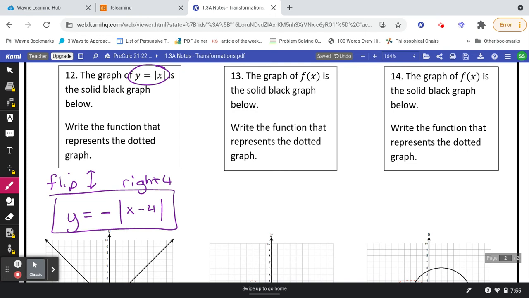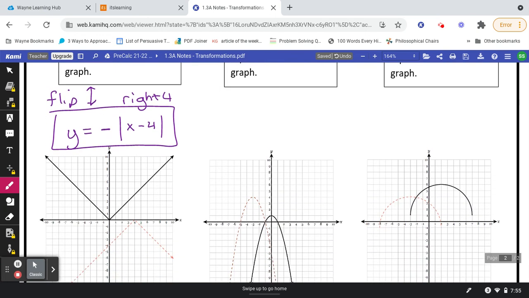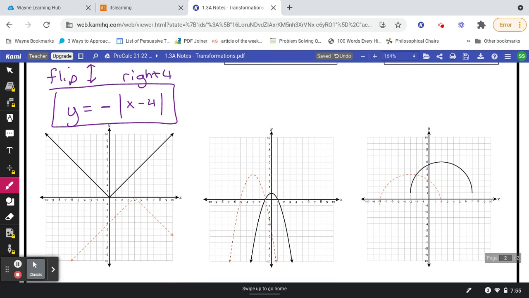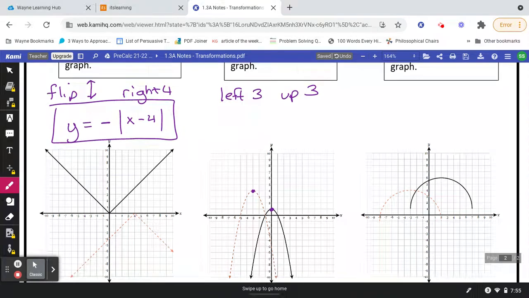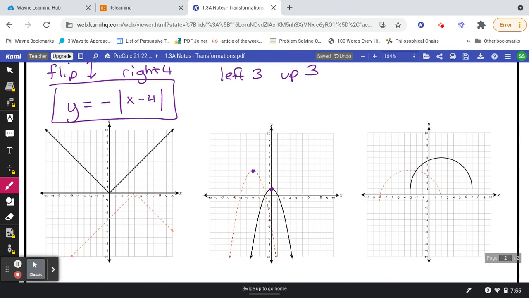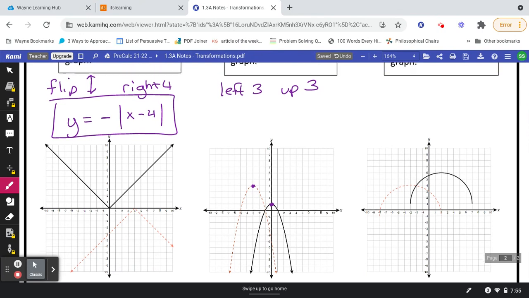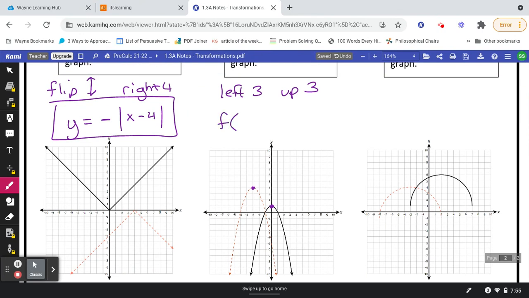Number 13 is just giving it to us as a general graph, so f of x. Let's notice what's happening. The black graph is your original, and we can see that it got moved over 3 and up 3. So it got moved left 3 and up 3. We don't have to take into account that it's upside down because the original is upside down. So our graph did not get flipped. The left 3 is going to go on the inside as the opposite sign. So that's that 3 right there. And then the plus 3 is going to come at the end as a plus 3.